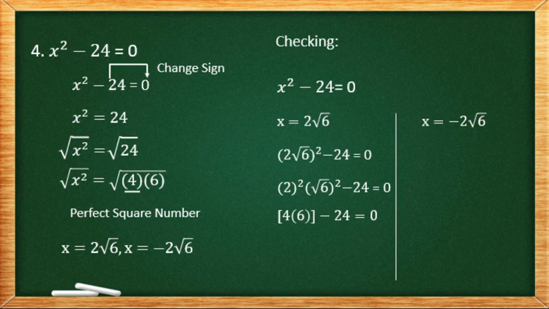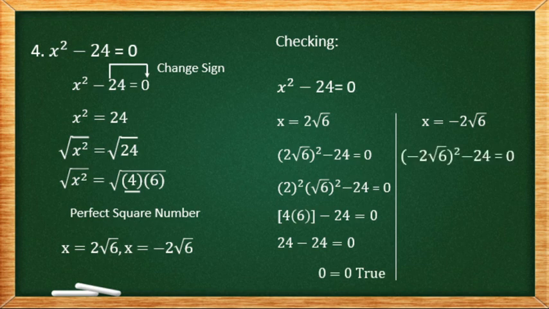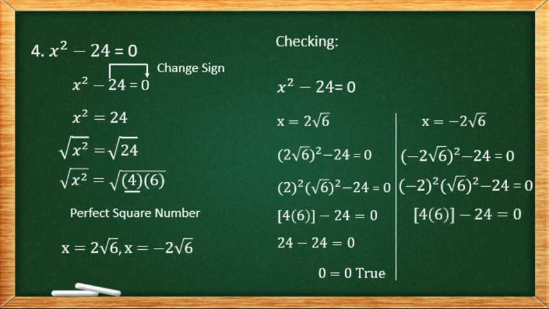Okay. So, 4 times 6 is equal to 24. That's why 24 minus 24 is equal to 0. Yes, it is 0 is equal to 0. True. Kabila. Extract lang natin. Negative 2 squared is positive 4. Tama? Or rather, negative 2 squared is positive 4. Negative 2 squared is equal to positive 4. That's why 4 times 6 minus 24 is equal to 0. And also 24 minus 24 is equal to 0. Yes, 0 is equal to 0.